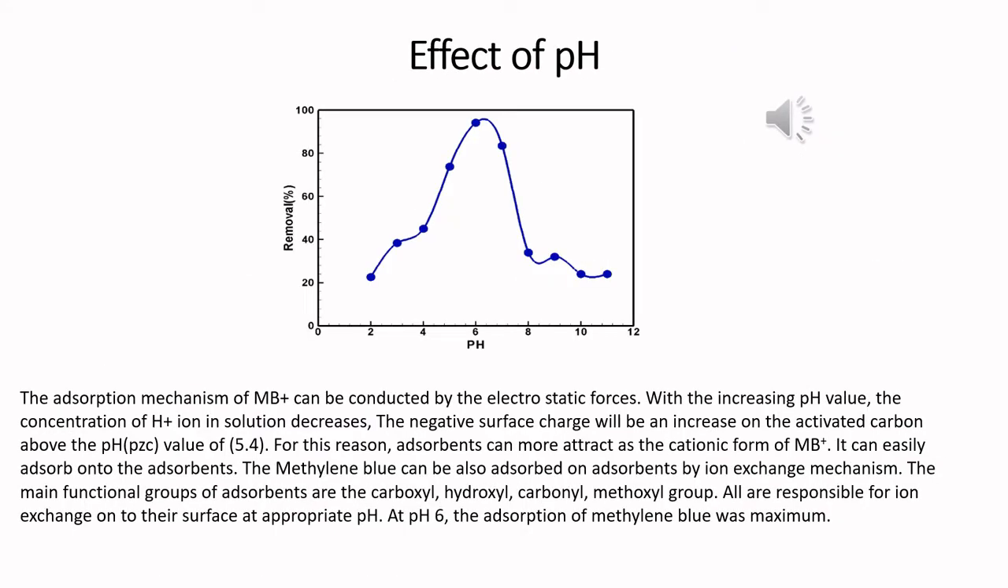Effect of pH. The adsorption mechanism of methylene blue can be conducted by electrostatic force. With increasing pH value, the concentration of hydrogen ions in solution decreases. The negative surface charge on the activated carbon will increase above the pH value of 5.4. For this reason, the adsorbent can more strongly attract the cationic form of methylene blue. It can easily adsorb onto the adsorbent. Methylene blue can also be adsorbed on the adsorbent by an ion exchange mechanism. The main functional groups of the adsorbent are carboxylic, hydroxylic, carbonyl, and methoxyl groups. All are responsible for ion exchange onto their surface at appropriate pH. At pH 6, the adsorption of methylene blue was maximum.